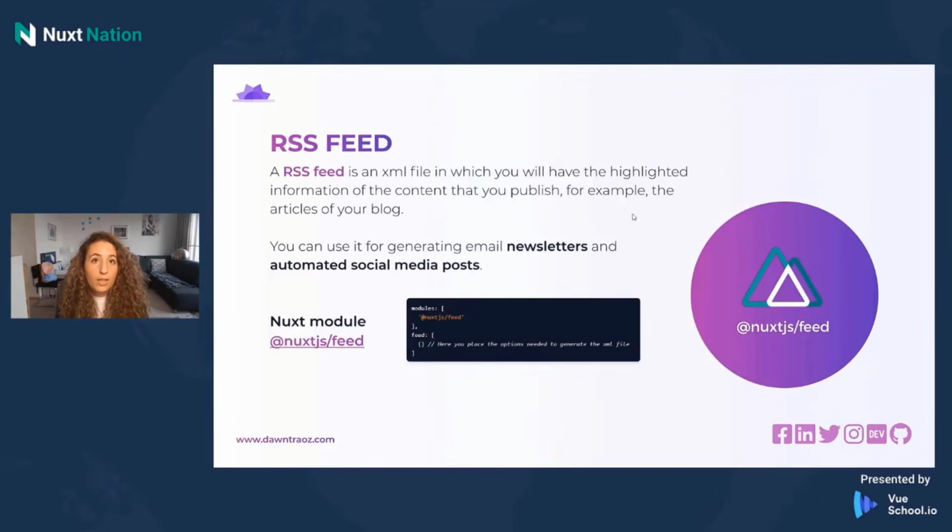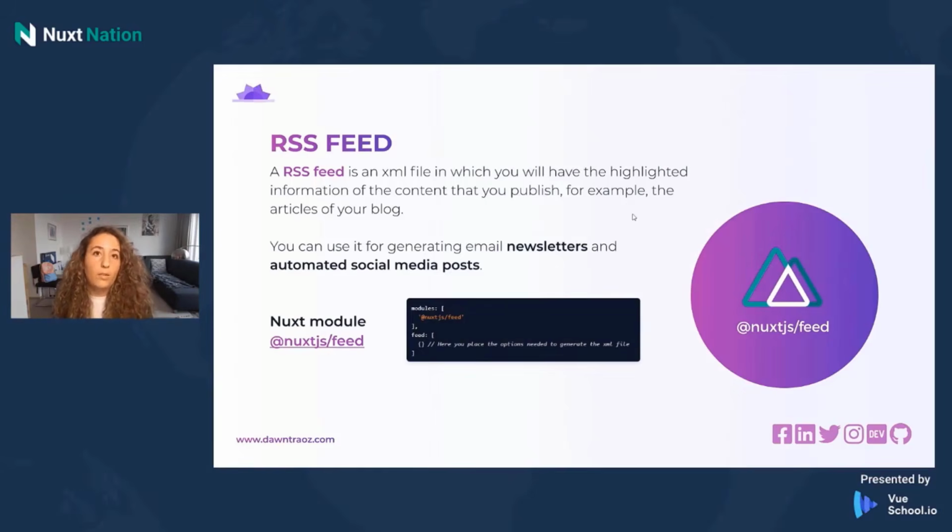And now that we have finished with the structured data, let's see how to create an RSS feed in our application. The RSS feed is an XML file in which you will have the highlighted information of the content that you publish on your site. In my case, it will be articles. You can use that generated XML file to create automatic newsletters or automated social media posts, because this file will have all the information updated each time you generate a new article.